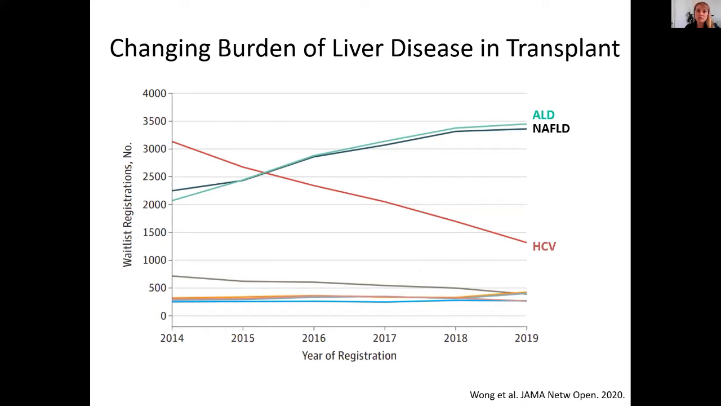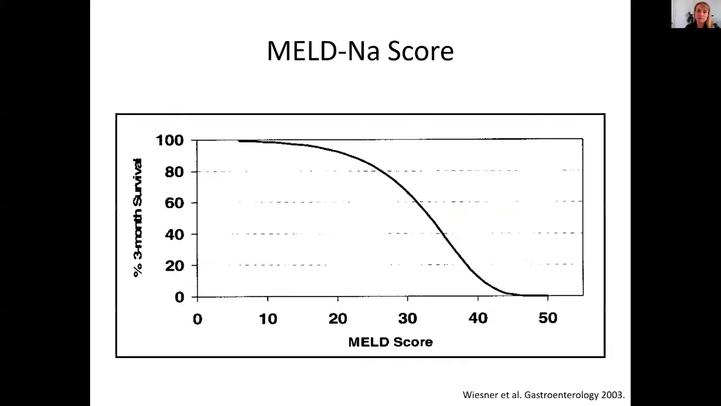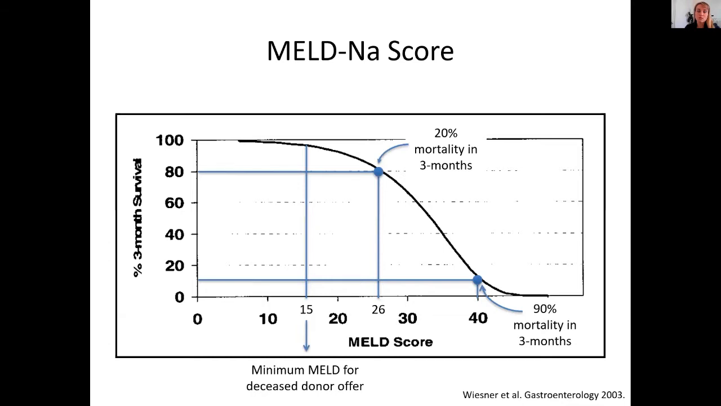The lack of effective strategies and therapies for these contribute to increased disease severity and lead to end-stage liver disease requiring transplantation. The MELD score predicts 3-month mortality in patients with liver disease. Sodium was integrated into MELD in 2016, and it was also shown to be an independent predictor of mortality in your cirrhotic patients. You can see that a MELD of 26 carries a 20% 3-month mortality, while a MELD of 40 is associated with a 90% 3-month mortality.